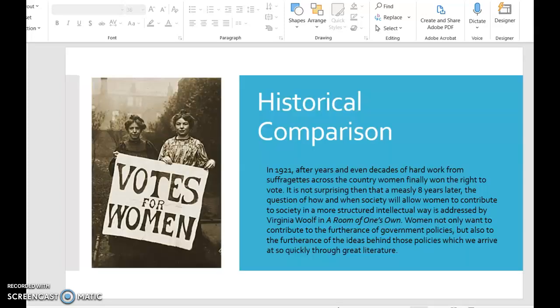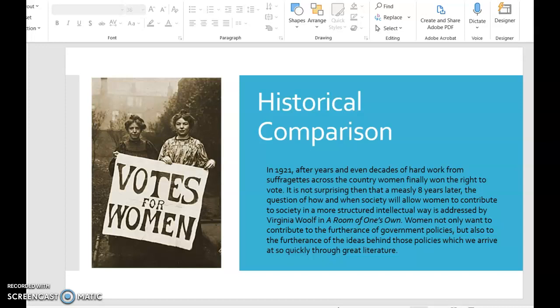Okay, another thing you can do is make a historical comparison. So the book A Room of One's Own came around, not the same exact time, but it was about the same time as the Votes for Women. So that was the easy historical comparison I made. So in 1921, after years and even decades of hard work, the suffragettes across the country, women finally won the right to vote. It is not surprising then that a measly 8 years later, the question of how and when society will allow women to contribute to the society is addressed in A Room of One's Own.